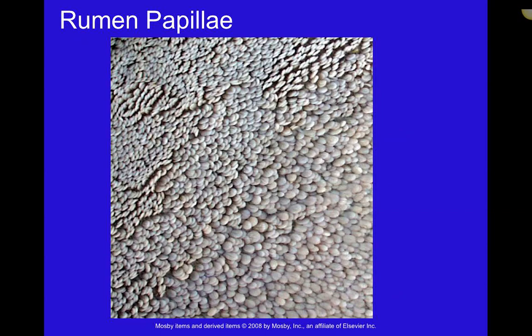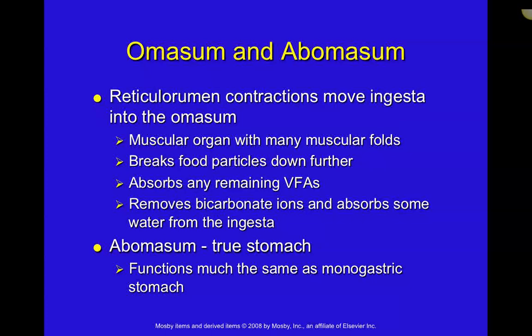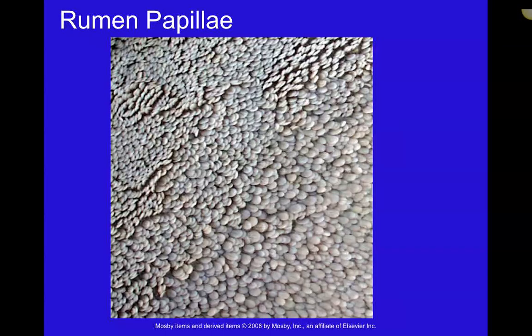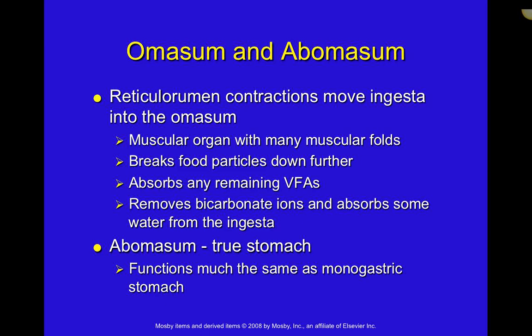Looking at the rumen, it's covered with rumen papillae, which secrete enzymes for breaking down and for fermentation. And then we talked about the rumen being the big fermentation vat, so it's where the majority of the chemical breakdown occurs in the ruminants.